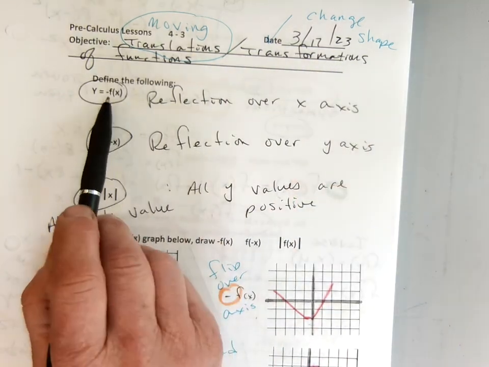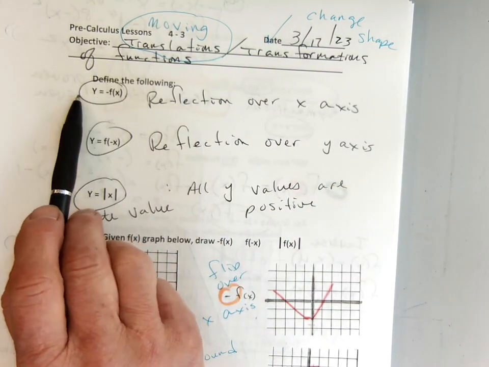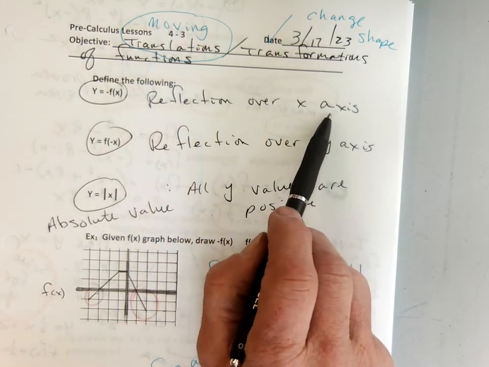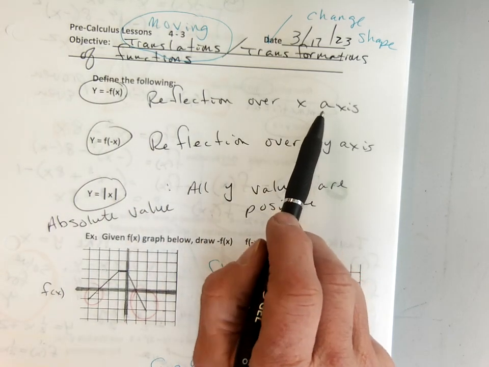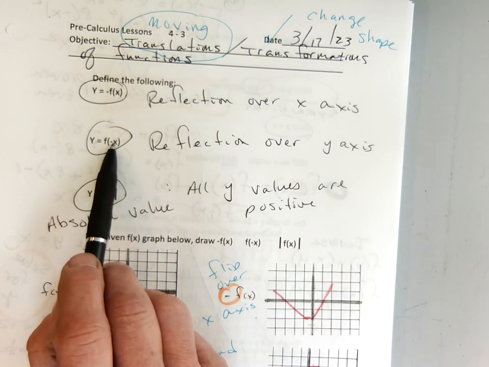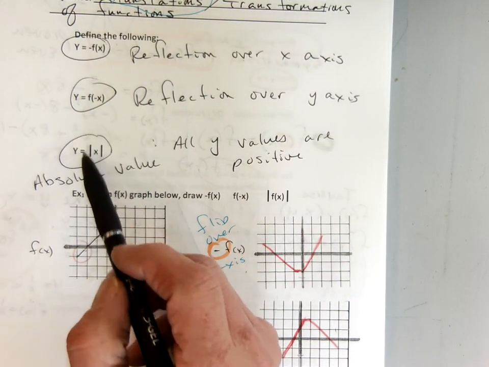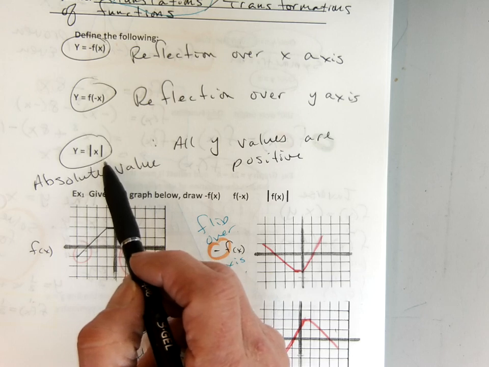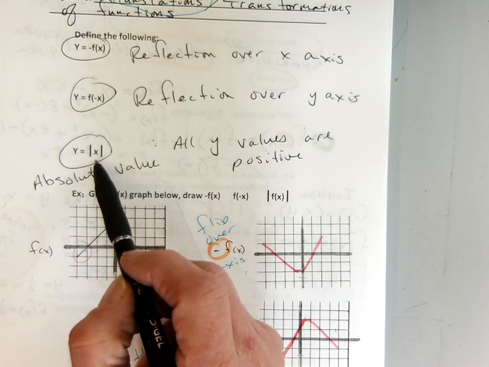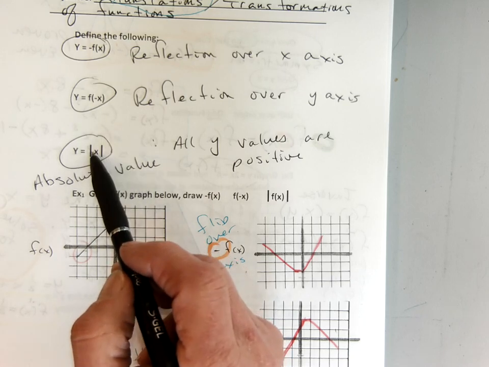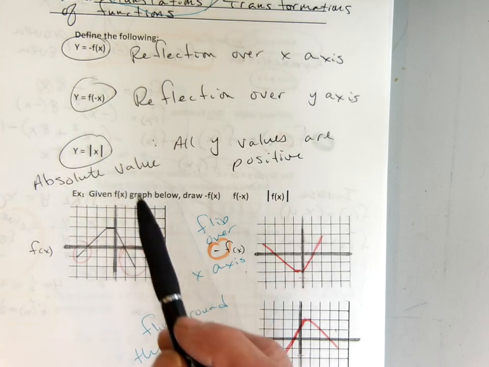If it's a negative f of x, that means the y values are negative, so it's a reflection over the x-axis. If it's an f of a negative x, that means the x's are negative, so it's a reflection over the y-axis. If it's the absolute value of x, then all of your y values that are negative become positive. Anything that comes in has to come out positive. You have to have positive y values.